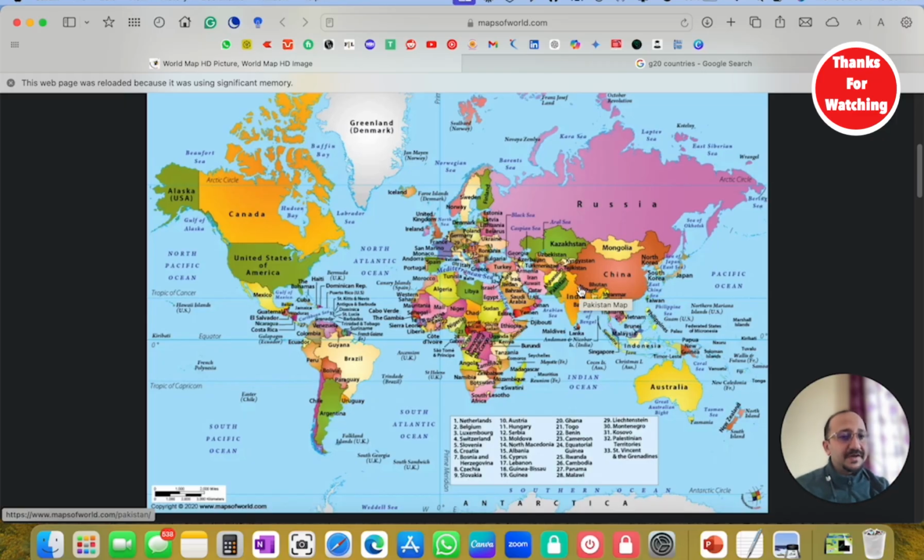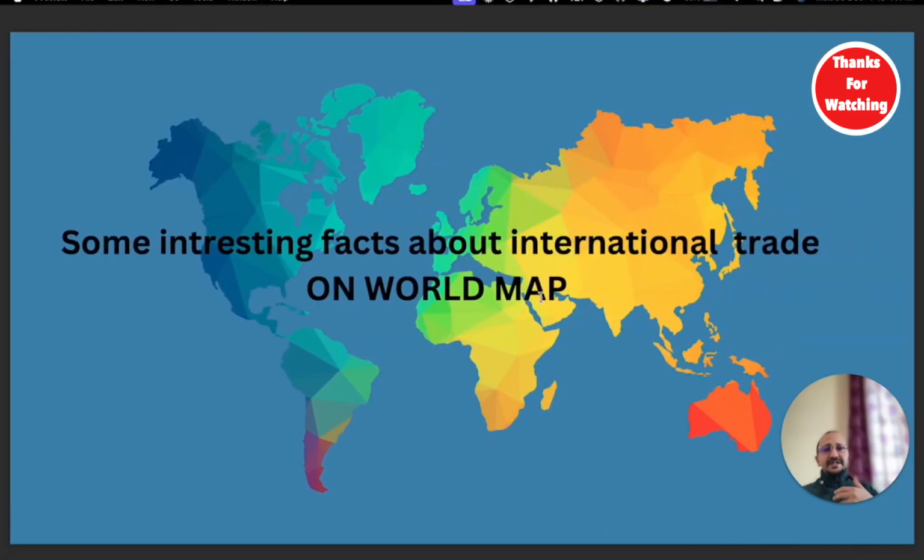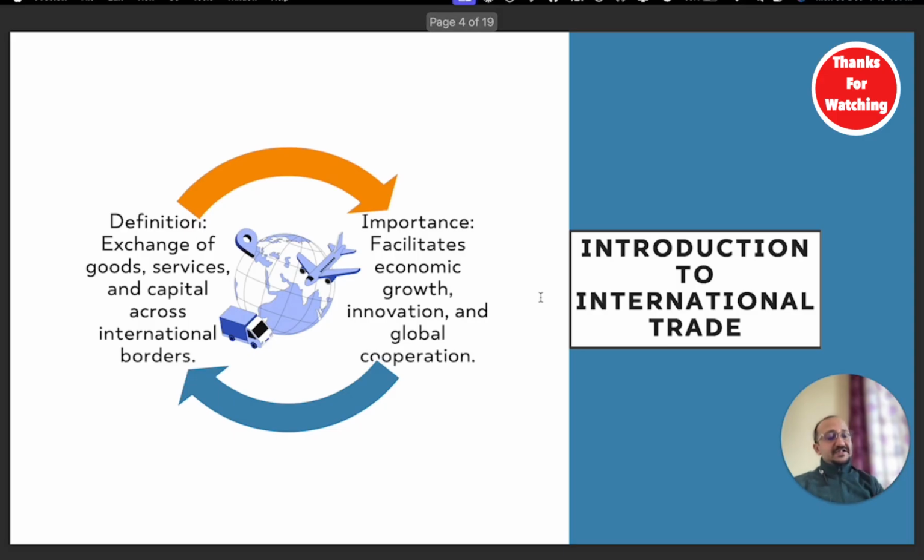I hope this is clear to everybody. And ports play a very important role when we discuss international trade. I hope this is clear to everybody. Now, these were some interesting facts on the world map about why international trade is so important and how it takes place. Now, what is international trade?